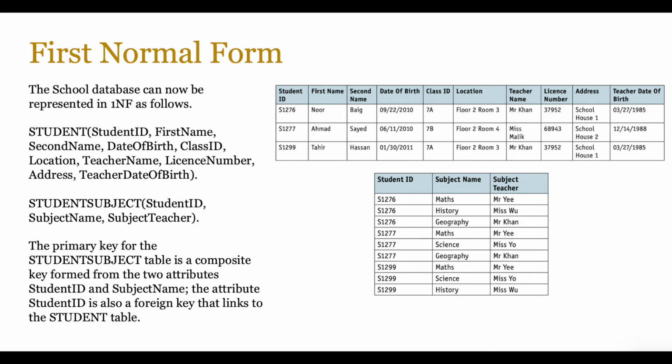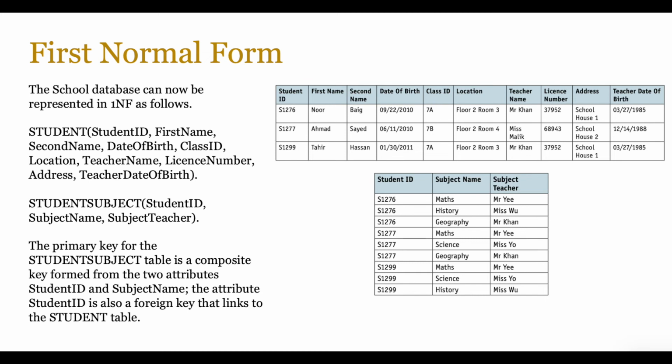So we know that for the first student, S1276, there are 3 teachers and 3 subjects. So we will repeat S1276 3 times in there in separate records. And we'll say the first one is maths, Mr. Yi, history, Ms. Wu, geography, Mr. Khan. And we do the same thing for the 77 and the 99 students as well. Because to be in the first normal form, repeated attributes in a database need to be removed to a separate table and linked to the original table with a foreign key. And that's all that you need to remember.